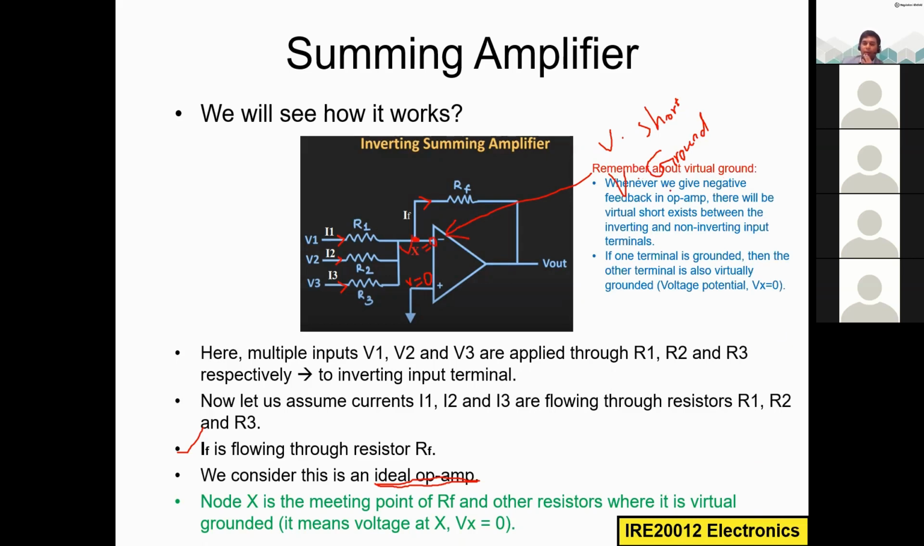Yes, remember about virtual ground. Whenever we give negative feedback in the operational amplifier, there will be a virtual short between the inverting input terminal and the non-inverting input terminal. Whenever we give negative feedback, there is a virtual short between this terminal and this terminal. So if one terminal is grounded, the other terminal is also virtually grounded. So the voltage potential Vx is equal to 0. I think you are very clear about this concept now.